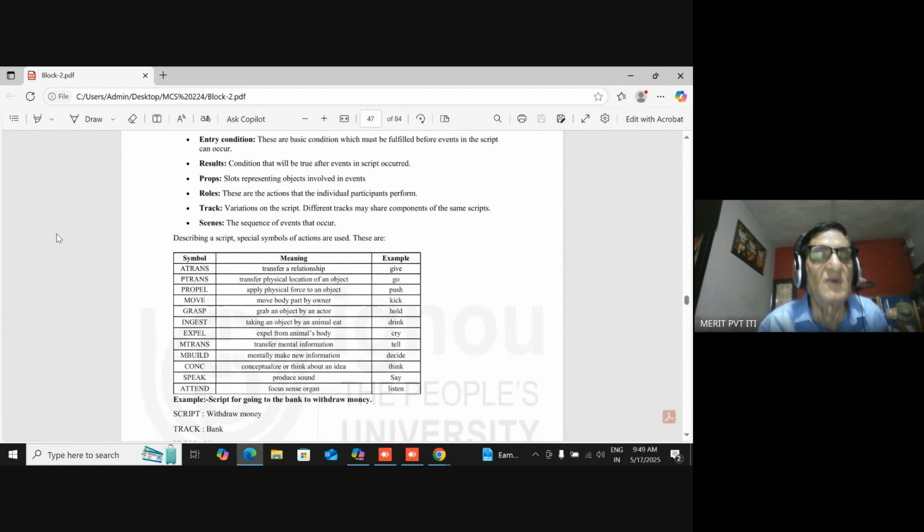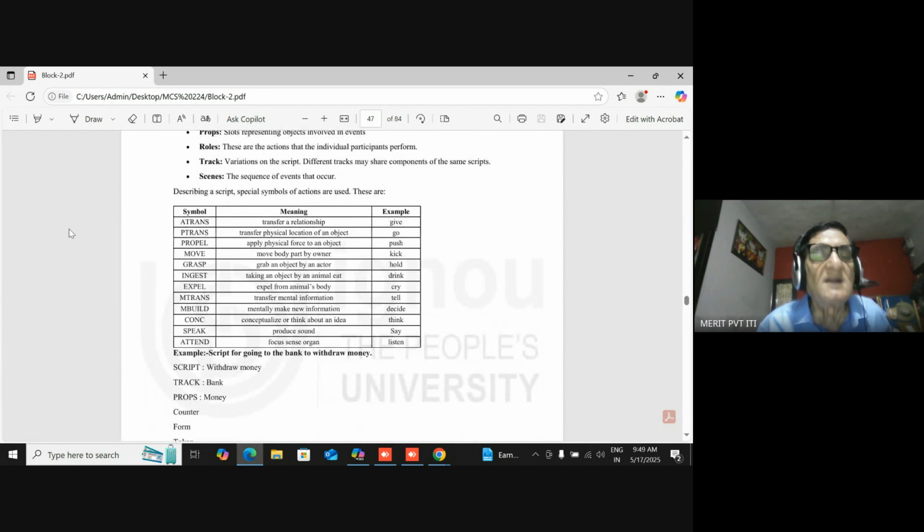So these are describing script: transfer of relationship; transfer of physical location; propel, apply physical force to an object; move body part, and so on. So you just give this and all that.